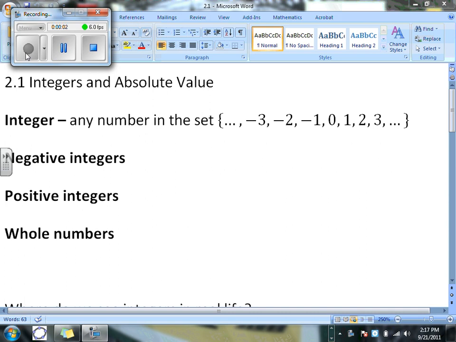Lesson 2.1 is about integers and absolute value. Well, let's define a few things before we get started. An integer is any number that's in the set right here.